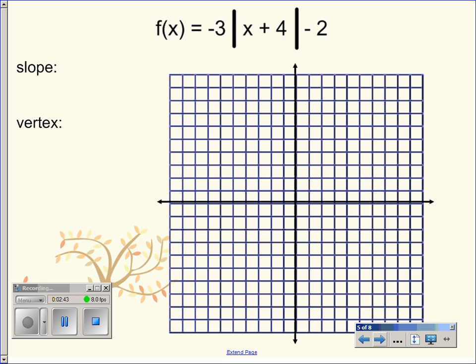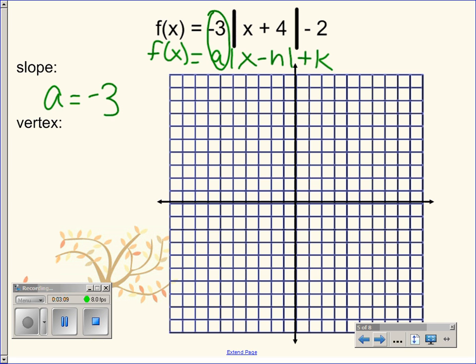The next example we're going to look at is f of x equals negative 3 times the absolute value of x plus 4 minus 2. Once again, it may help to write your function in standard form underneath so that you can easily identify the pieces. So here, I'm looking for a for my slope. My value of a is negative 3.